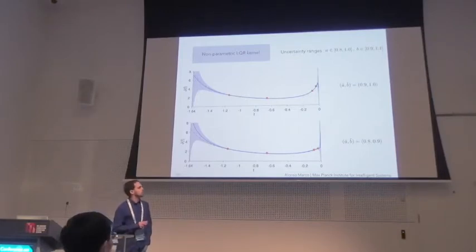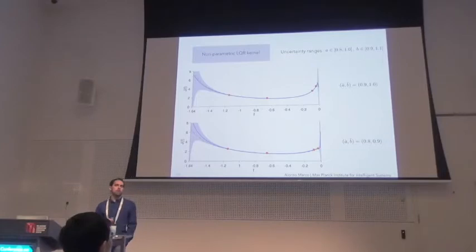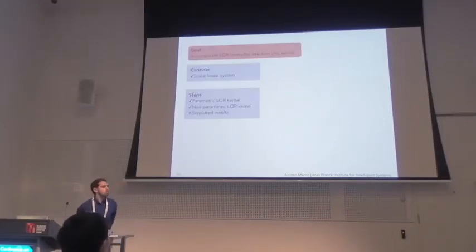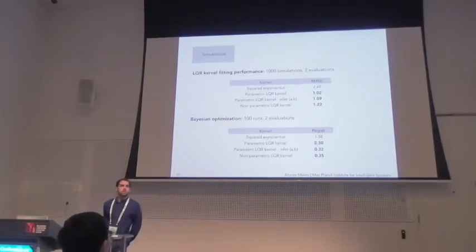We use this kernel for the previous example. Then we see that as long as the real system parameters are contained within my uncertainty ranges, the non-parametric LQR kernel is going to fit the data very well. So now I'm going to show some results. These are just some of them, but there are many more in the paper.